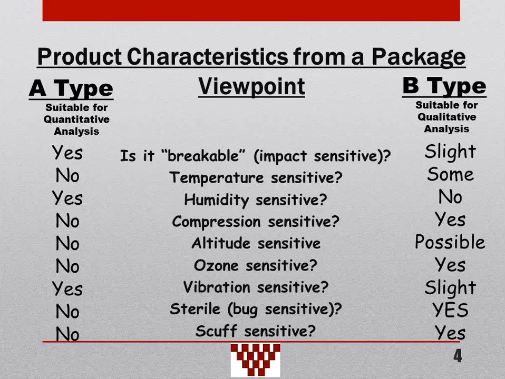So first of all, is the product breakable, or is it impact sensitive? Yes or no. A products are the electronic type, let's say, and they are very breakable. So they're impact sensitive. We can measure that. Temperature sensitivity. These sensitivities are what is likely to occur in distribution when we ship it, when the package must do its job. So you can see that in some cases the A-type products, the quantitative analysis products, differ from the qualitative ones.